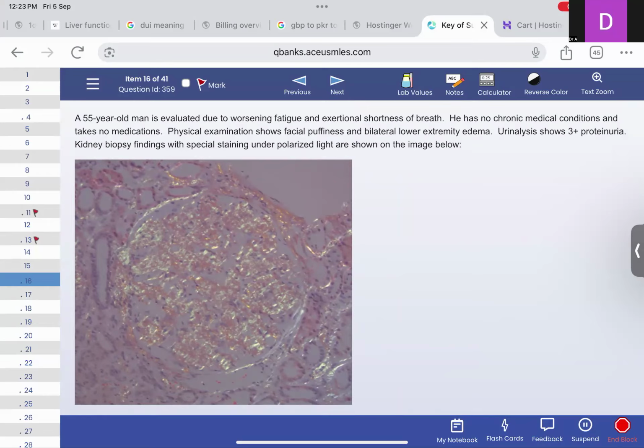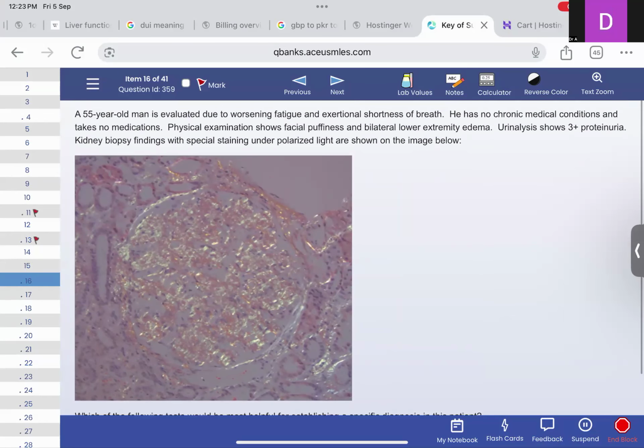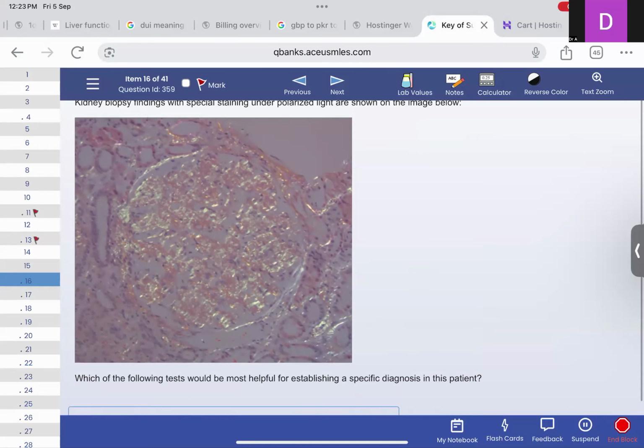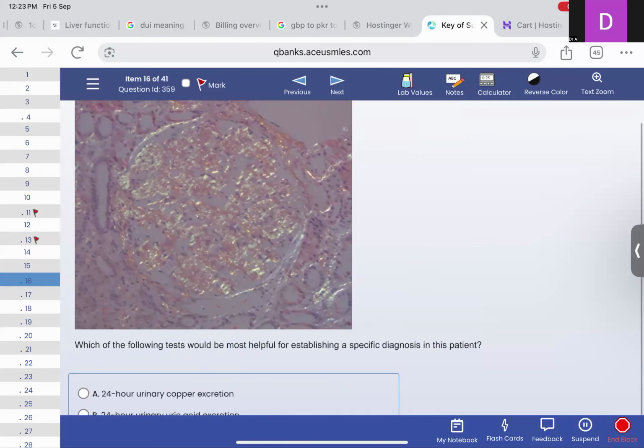A 55-year-old man is evaluated due to worsening fatigue and dyspnea. He has no chronic conditions and is taking no medications. Physical examination shows facial puffiness, which is edema. Bilateral lower extremity edema also. The proteins are in nephrotic range, right? Yes, sir. Amyloidosis causes nephrotic conditions, right? And under polarized light, we see apple green birefringence. And what's the stain? Congo red stain.